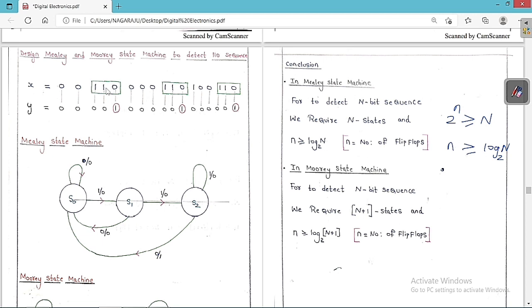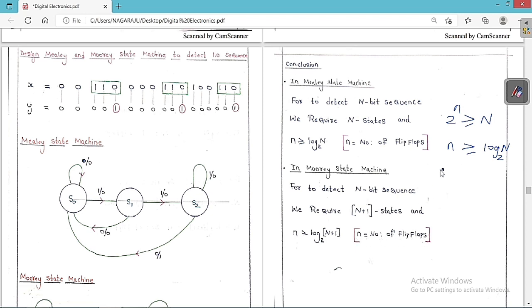So you can say clearly, to detect a 3-bit sequence, we require 3 states in the Moore state machine. Similarly, in the Mealy state machine, to detect an N-bit sequence, we require N plus 1 states, and small n is always greater than or equal to log of N plus 1 base 2, where small n is the number of flip-flops.